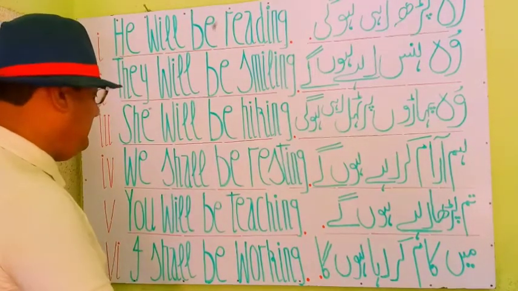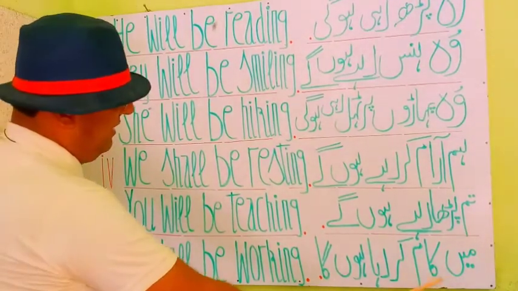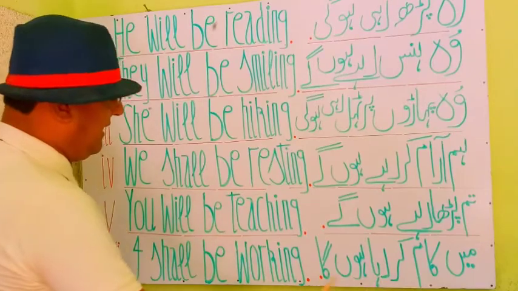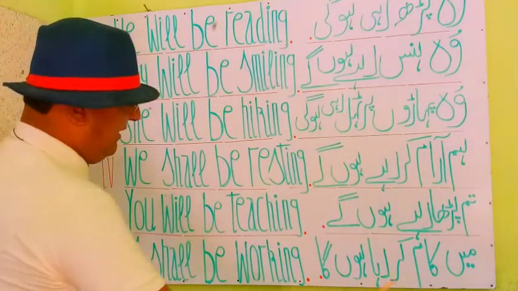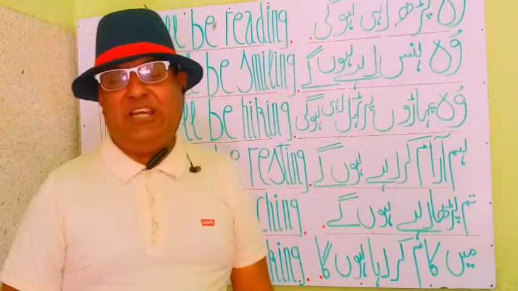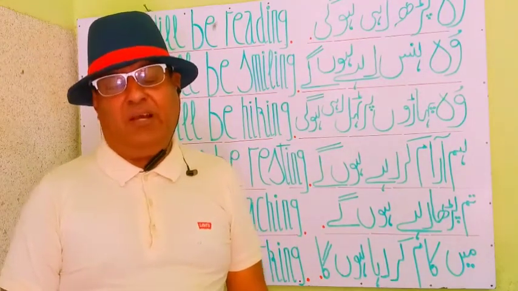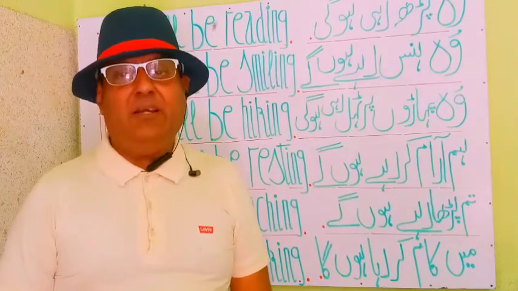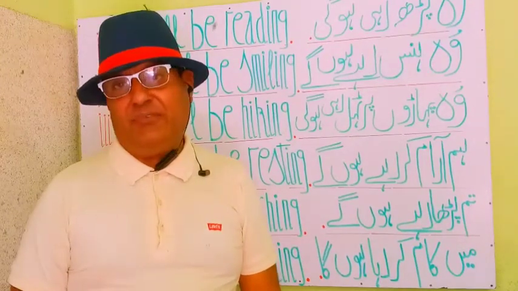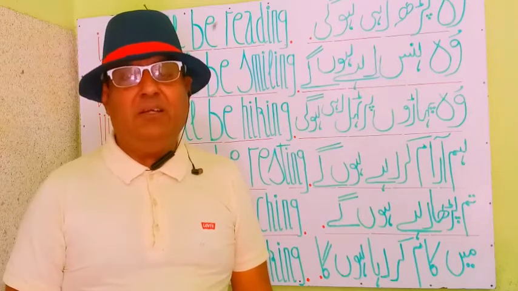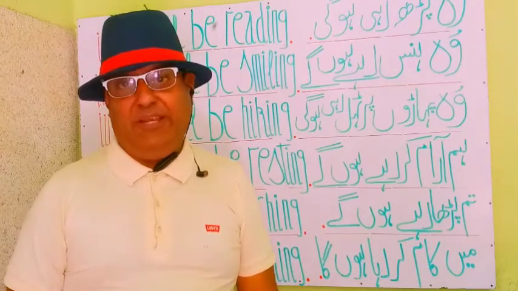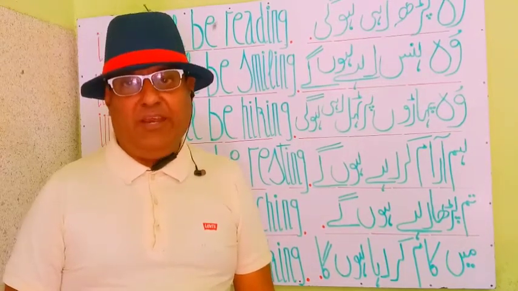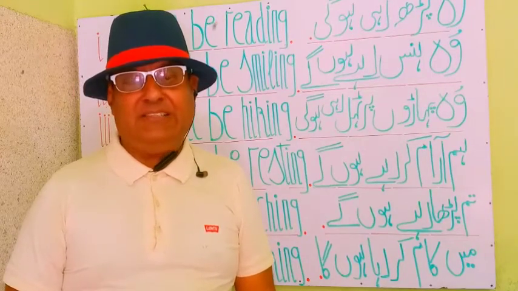Next one is I shall be working. मैं काम कर रहा हूँगा. Hey my students, in this particular statement, you see that I is a subject and is a pronoun. It's also known as a first person pronoun. And after I, by rules, we will write shall be, not will be. So after we and I, we must write shall be, as the rules say.